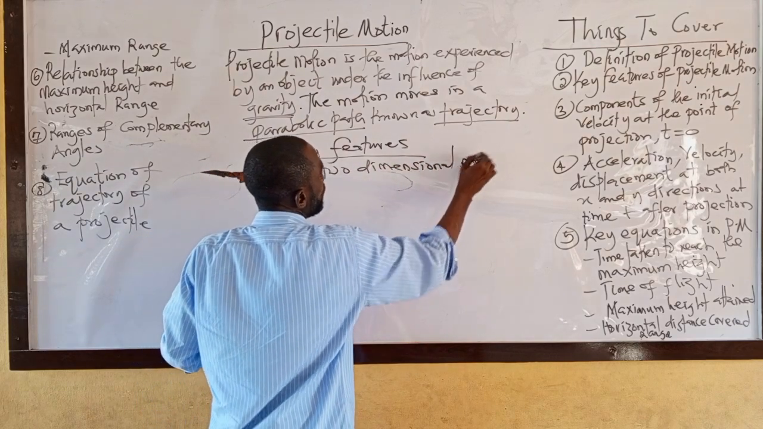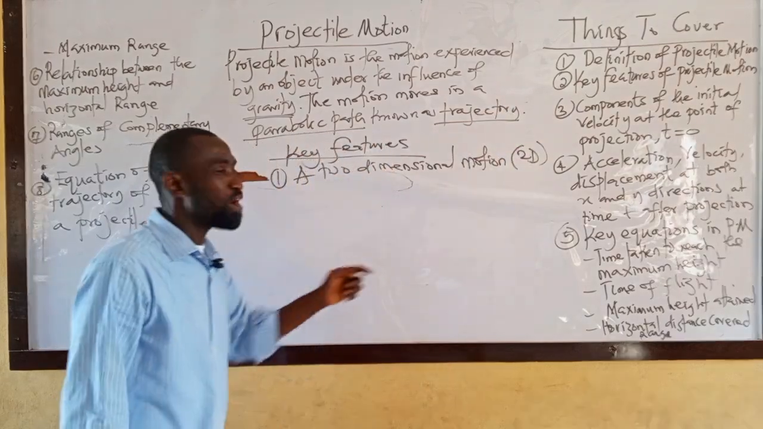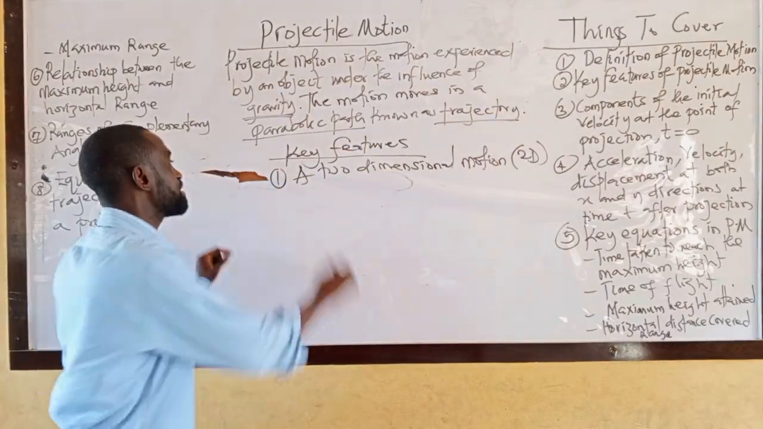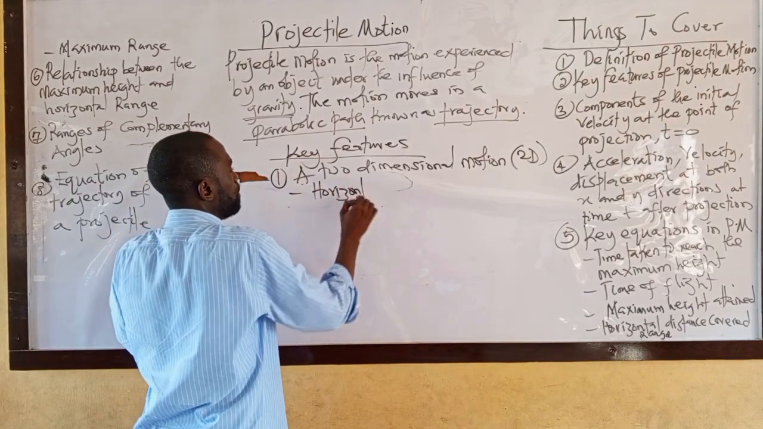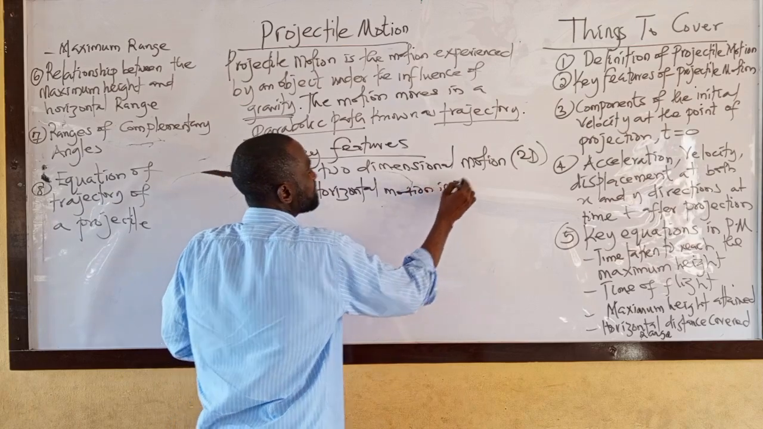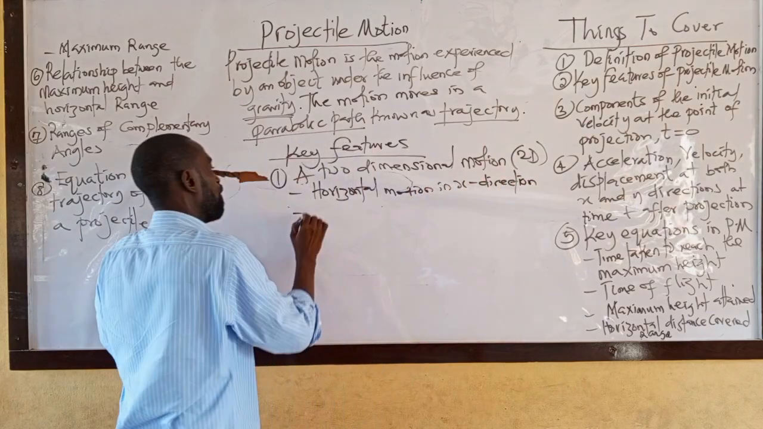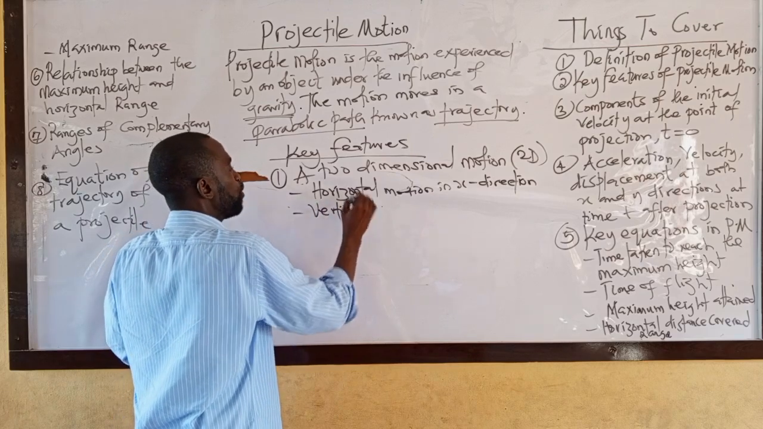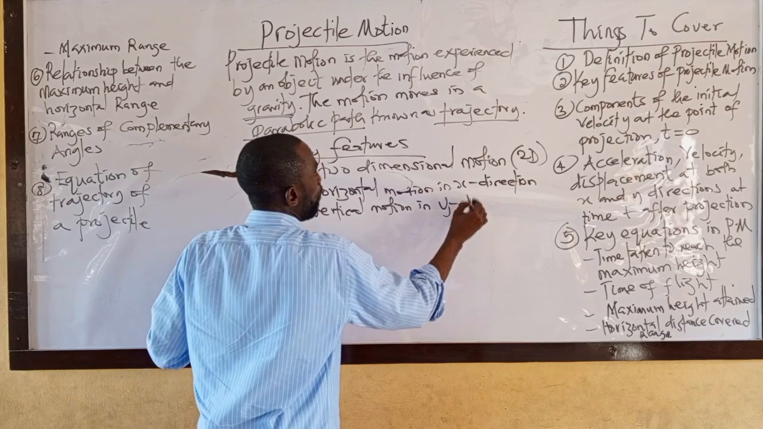Motion. What's the meaning of this? We are calling it 2D. Remember, 2D means two-dimensional motion. What is the meaning of two-dimensional motion? It means it has what we call horizontal motion, in the X direction, and it also has vertical motion, in the Y direction.